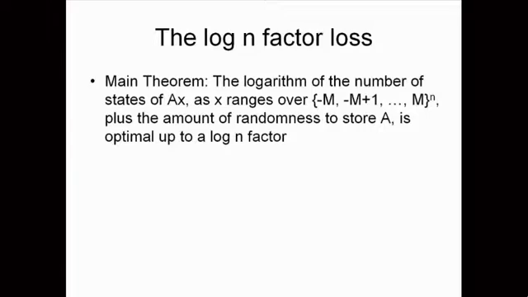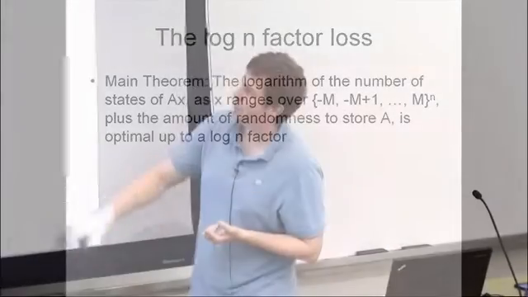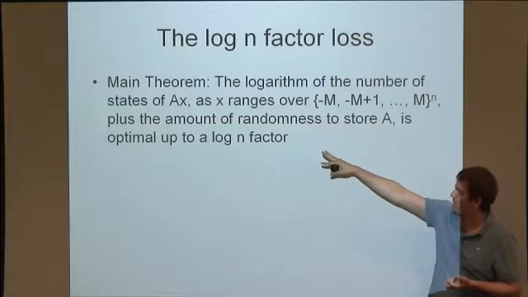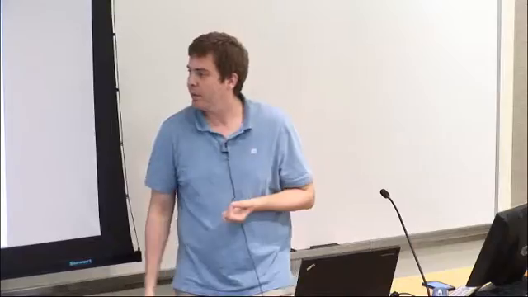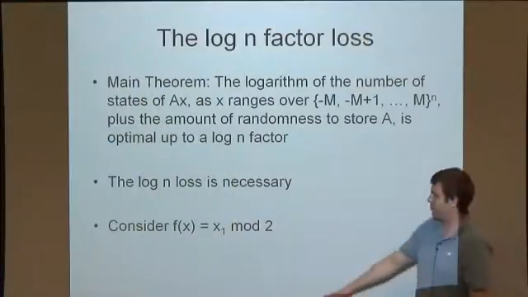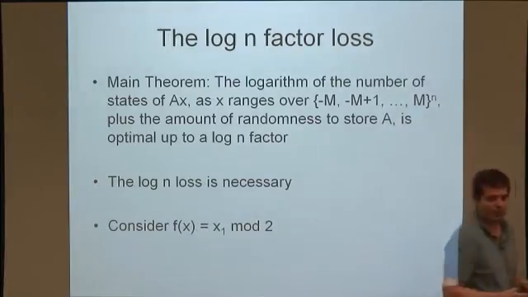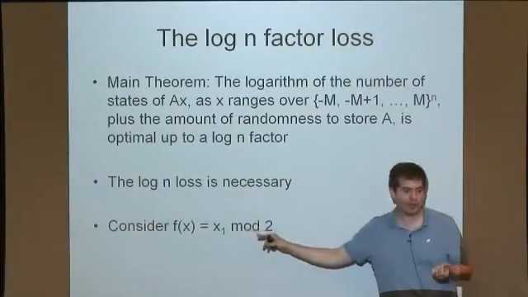Okay, another comment is on the log n factor loss. As I said, we take an arbitrary algorithm and show that without loss of generality it can be a linear sketch, but the linear sketch might use a log n factor more space than the optimal algorithm. Now this log n factor loss is actually necessary if we're producing a linear sketch over the integers. One way to see that is to consider the function f of x equals x1 mod 2. What is the optimal algorithm for this function? I just maintain one bit, which is the parity of the first coordinate. So it has two states.